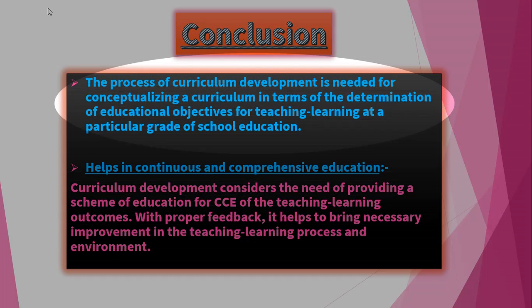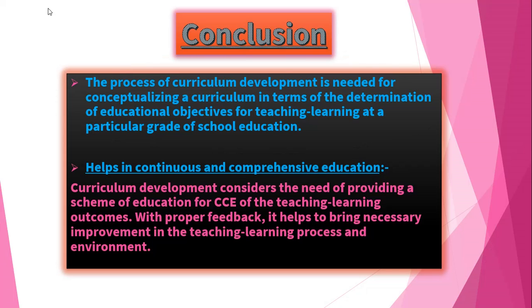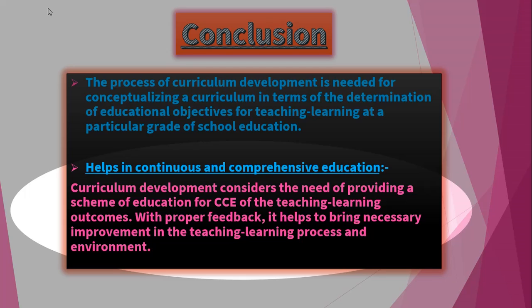Now it's time to conclude my presentation. The process of curriculum development is needed for conceptualizing a curriculum in terms of the determination of educational objectives for teaching learning at a particular grade of school education. It helps in continuous and comprehensive education. Curriculum development considers the need of providing a scheme of education for continuous and comprehensive education of the teaching learning outcomes. With proper feedback, it helps to bring necessary improvement in the teaching learning process and environment.